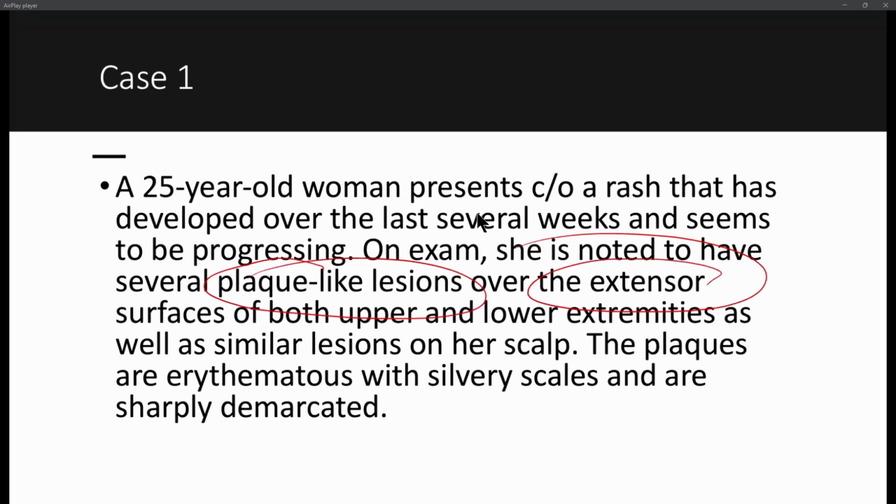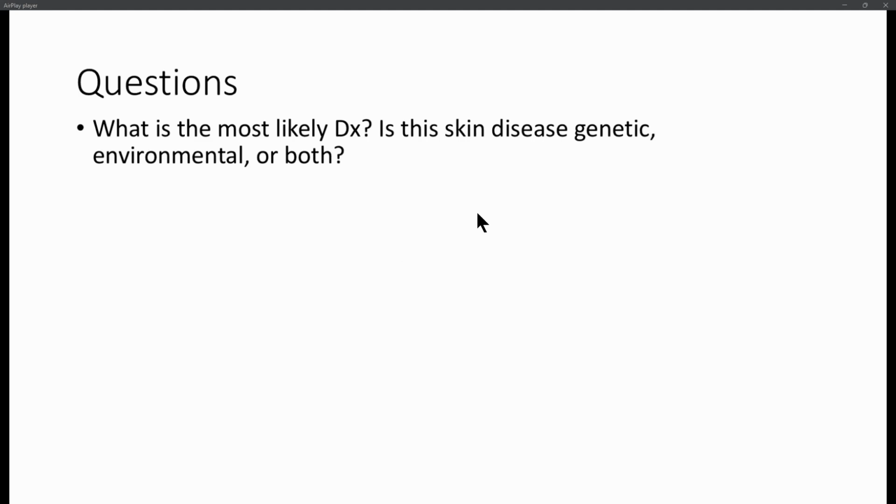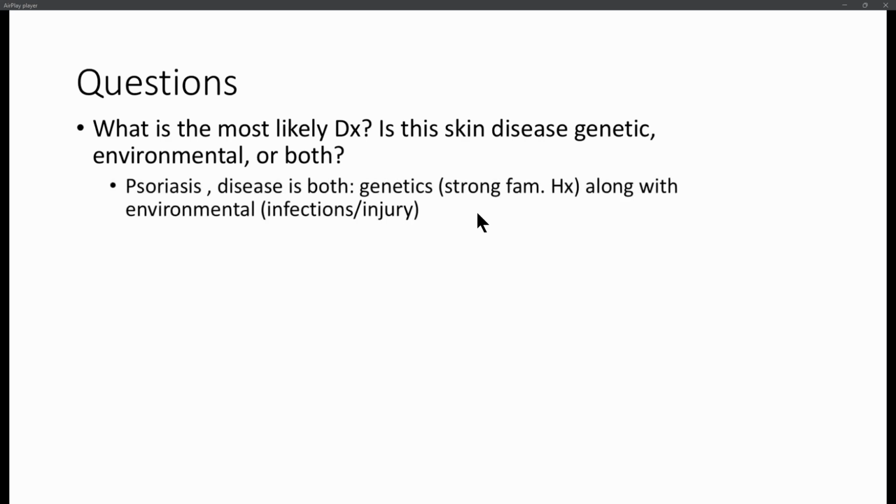Plaque-like, upper and lower, and she has them on her scalp. They're an erythematous base with silvery scales and are demarcated very sharply. Okay. So what is your most likely diagnosis? Yep, and is this genetic, environmental, or both? This one is both. Family history and obviously your environment plays a role. So this is your psoriasis, silvery plaques.